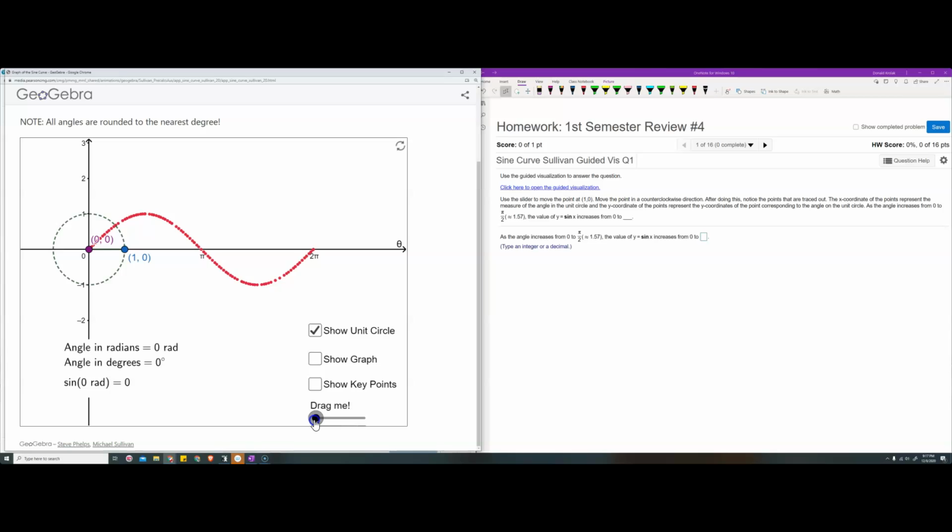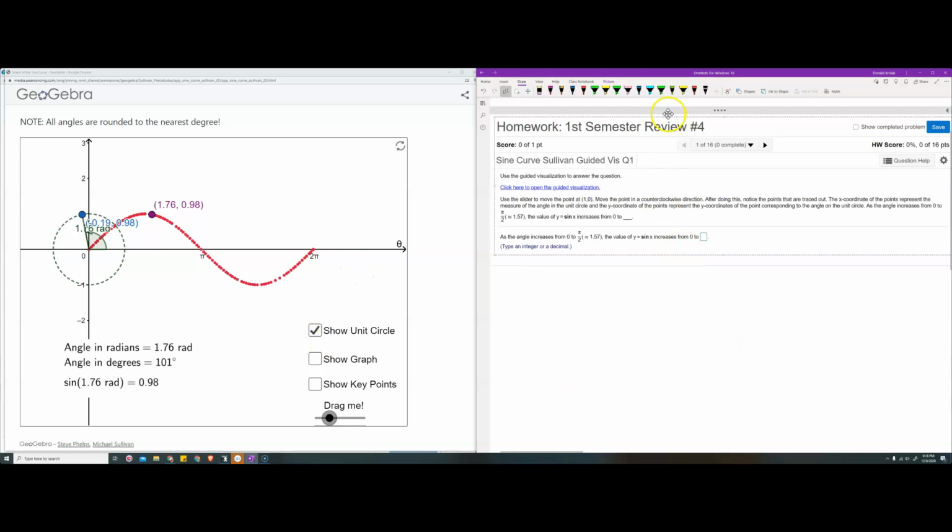All right. So to answer this question, it says, as the angle increases from 0 to pi over 2, the value of sine increases from 0 to, well, you're looking at the y-coordinate. So the y-coordinate on the blue dot goes from 0 up to 1. So that's my solution for the first one.